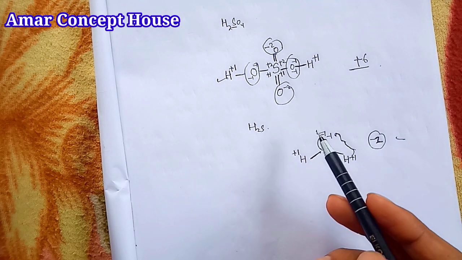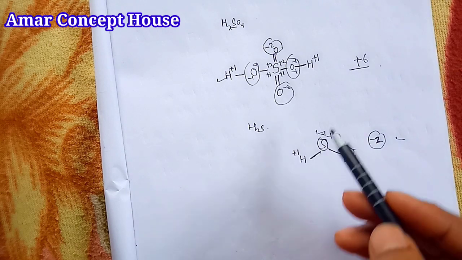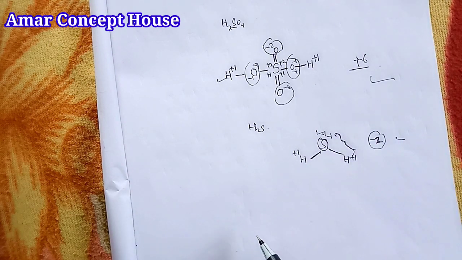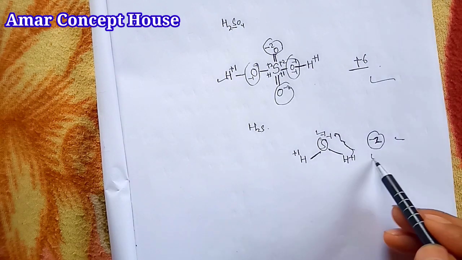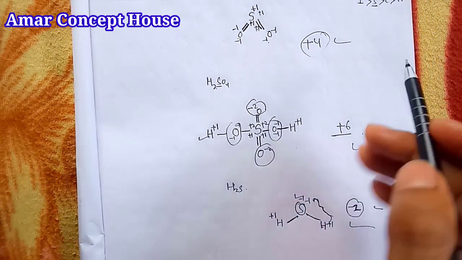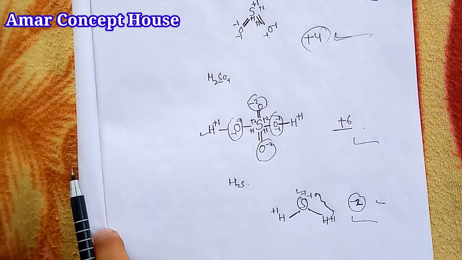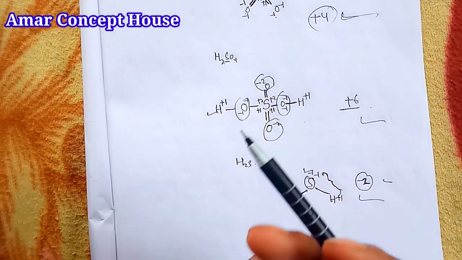So you see the sulfur shows variable oxidation number. Sometimes +6, sometimes -2, sometimes +4. So it depends upon the compound in which it is present.